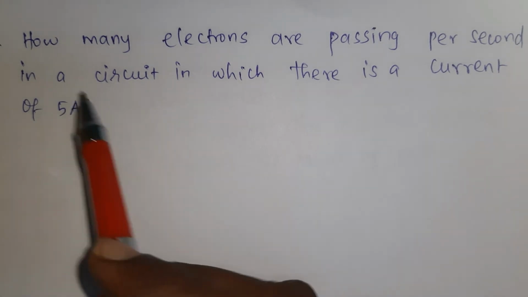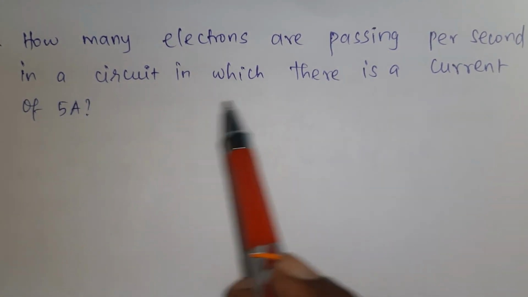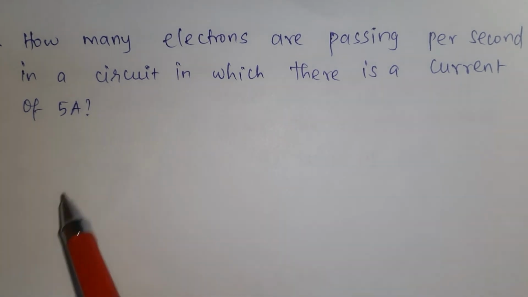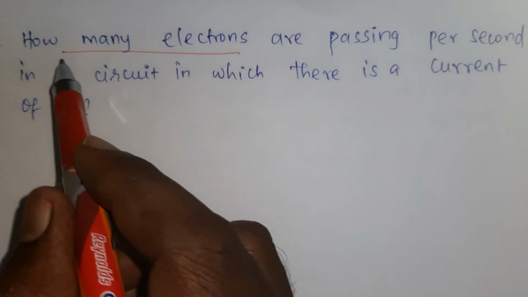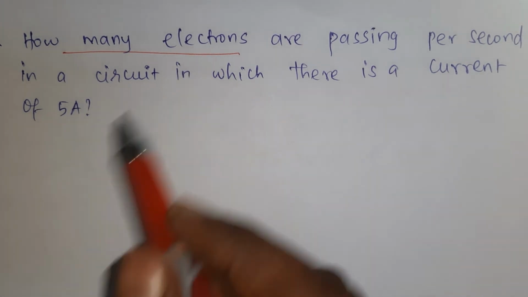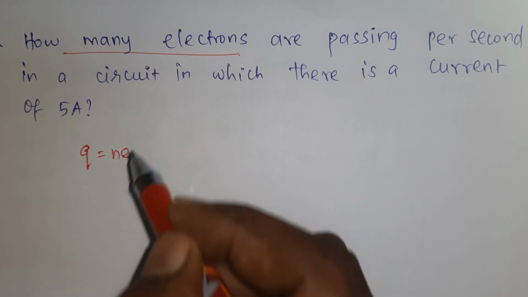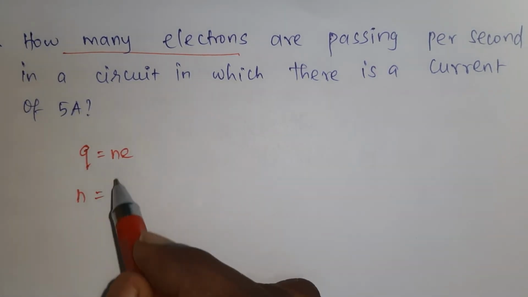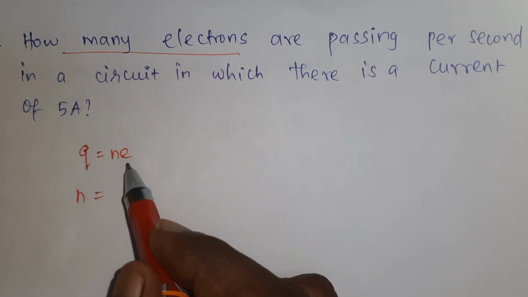Question number 2. How many electrons are passing per second in a circuit in which there is a current of 5 ampere? They are asking the number of electrons. To find the number of electrons, we can use the quantization condition of charge. Q is equal to Ne, where N is the number of electrons, Q is the charge, and e is the charge of an electron.